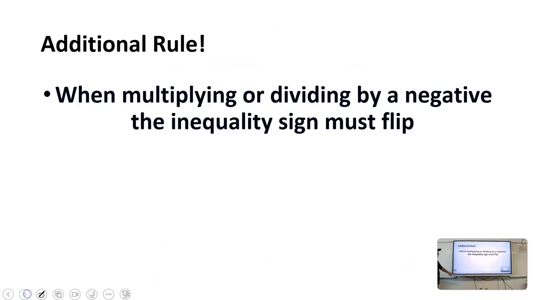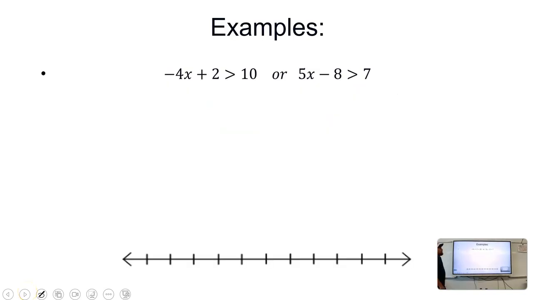Okay. One last thing we need to remember when we're dealing with inequalities. When you multiply or divide by a negative, remember the inequality sign has to flip. Okay, we've explained that in an earlier video. But what happens when you multiply or divide by a negative? It changes the sign of the number. Since the sign of the number gets switched, we also have to switch the inequality sign. That's how it works.